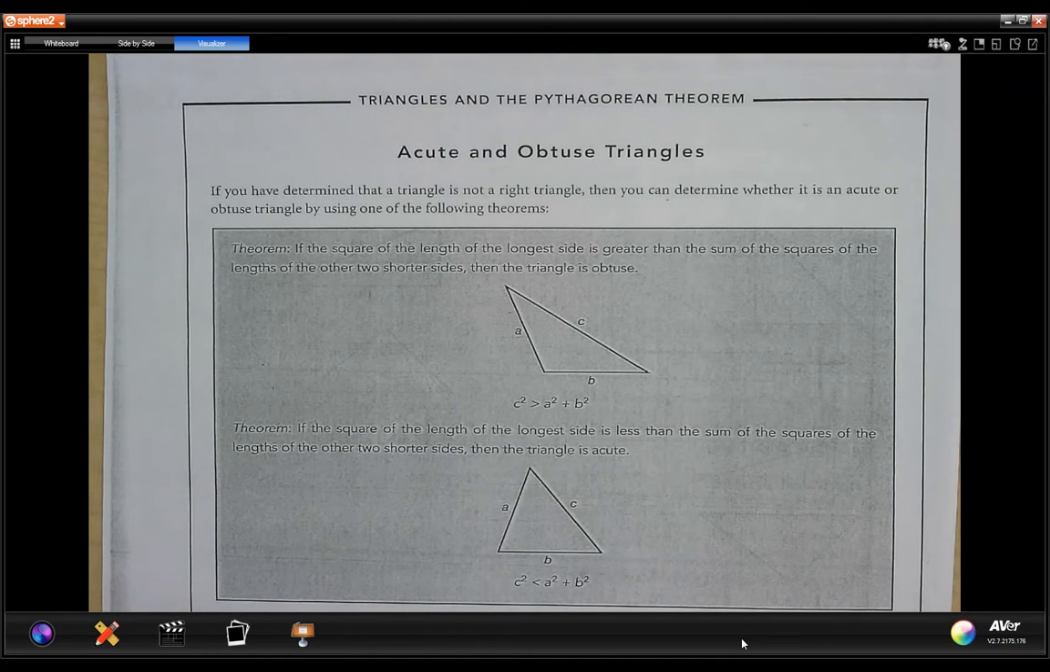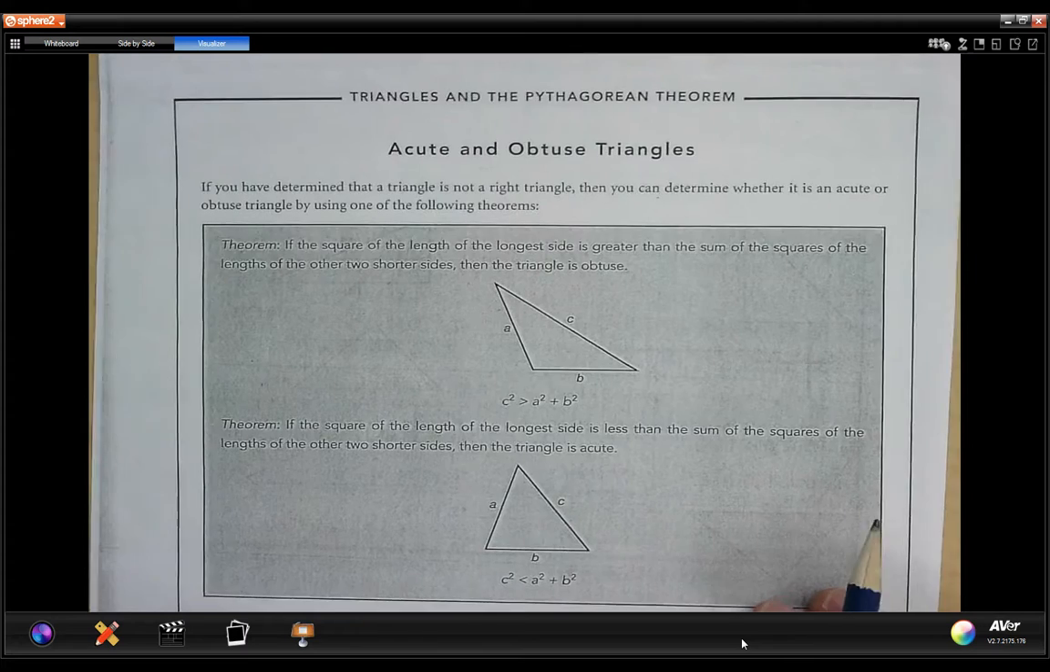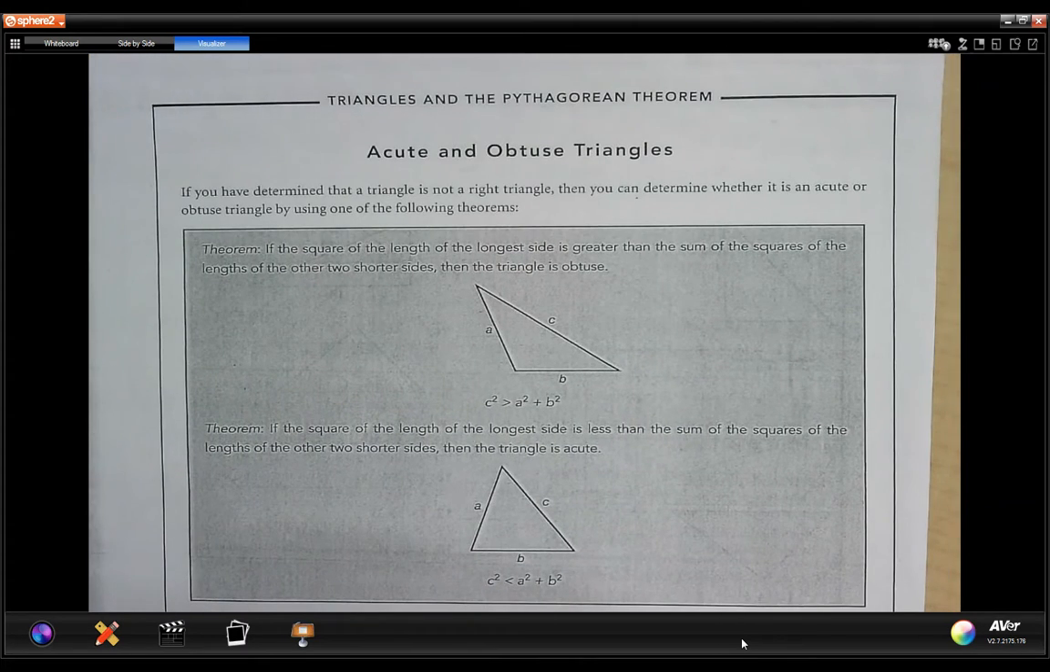a right triangle, which we already know. But you can also use it to help you to figure out whether triangles are acute or obtuse. So let me just do a little bit of review as we get ready to get into this. Let's think about acute and obtuse.